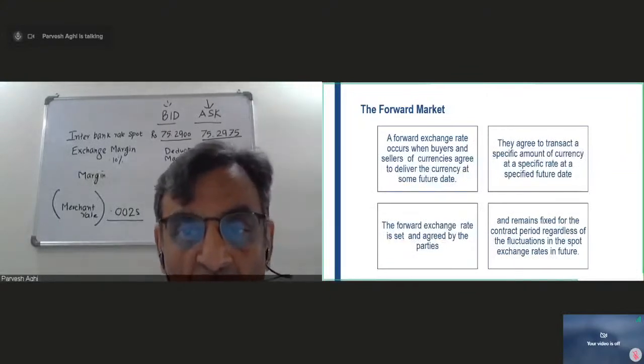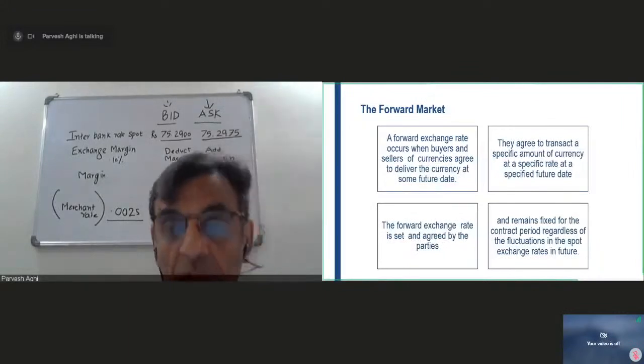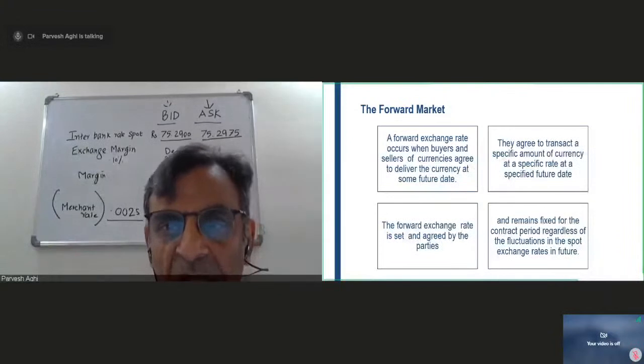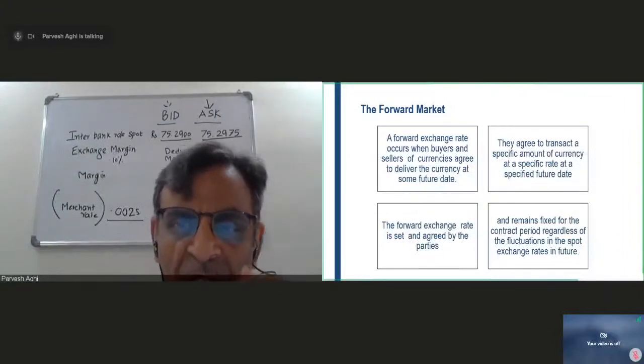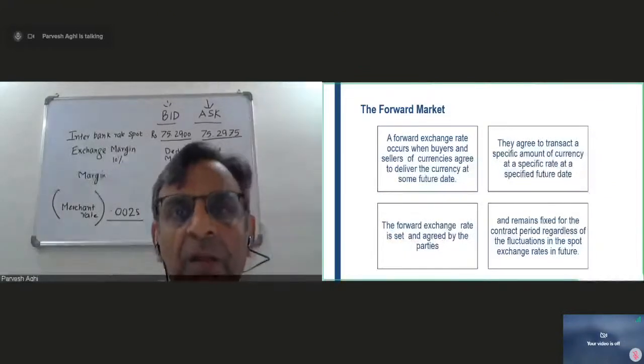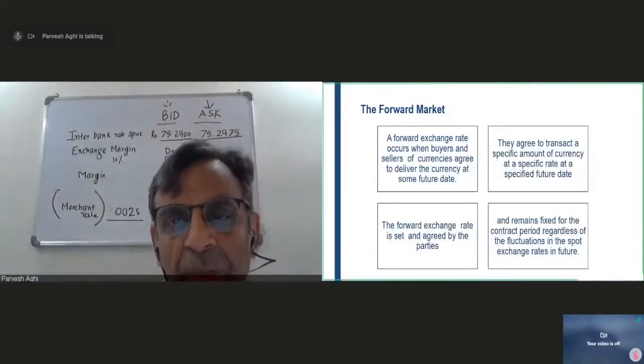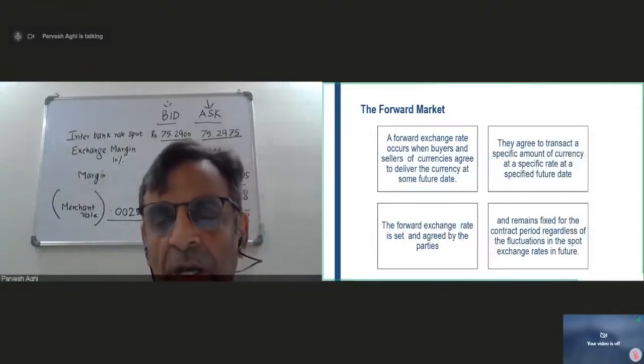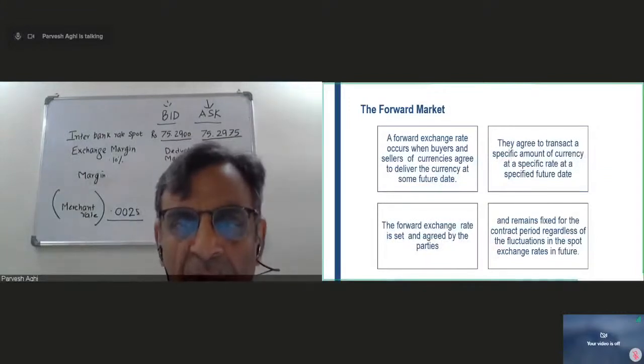Now, suppose I bought the dollar today, to be delivered on 1st of November. Okay. And the rate is fixed today, which is 75 rupees, 30 paisa. Now, whatever happens in the spot market, even if the rate goes to 80 rupees, my rate will be 75 rupees, 30 paisa. So that's the beauty, because then I am away from that exposure risk of the dollar appreciating, as I am an importer.